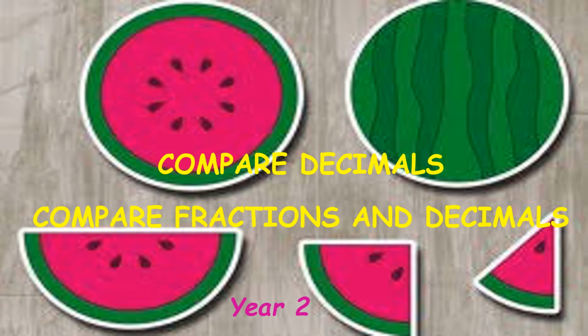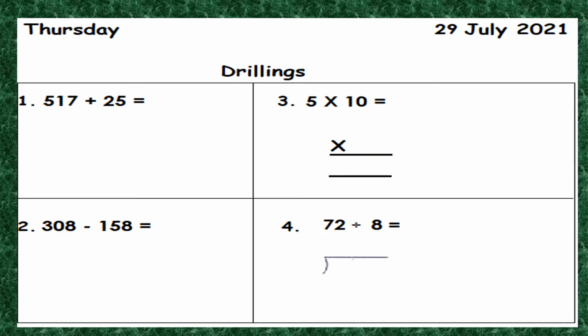We are still in the topic of fractions. Our subtopic for PDPR today is compare decimals and compare fractions and decimals. These are the drillings that you should do before the GM just now, and we had discussed the correct answers.